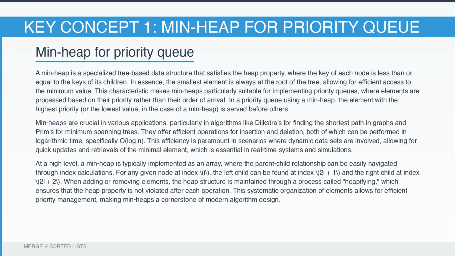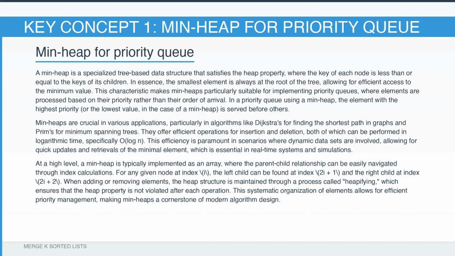A min heap is a tree-based data structure where each parent node has a value less than or equal to its children. This means the smallest element is always at the top or root, making it easy to access the minimum value quickly. Because of this property, min heaps are perfect for priority queues, where we process elements based on priority rather than their order of arrival. In a priority queue using a min heap, the element with the highest priority, which corresponds to the lowest value, is served first. This characteristic is crucial for algorithms like Dijkstra's for shortest paths and Prim's for minimum spanning trees.